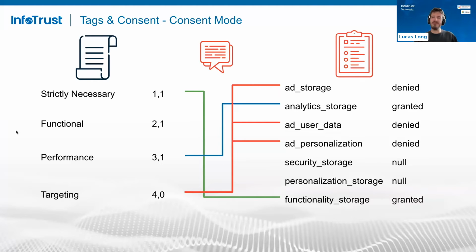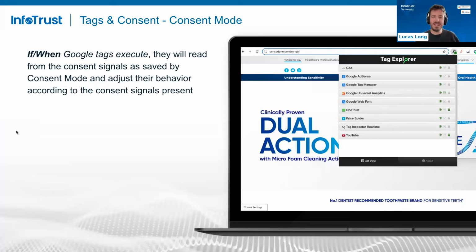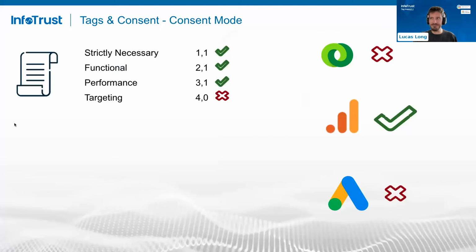Now, again, all of this happens just on the page in the background. I've mentioned before, I really want to drive the point home: it's only if and when Google tags execute that they will read from those consent mode signals and then adjust their behavior accordingly, according to those different signals that are present.